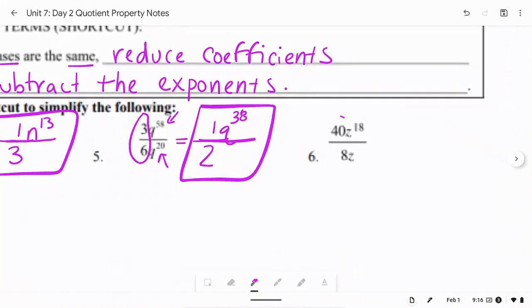Last example, we're going to reduce 40 over 8, and that reduces to 5. And then subtract the exponents. So 18 minus 1 is z to the 17th power. Okay, let's try some more examples on the back page. Some of these are easy and some of them are a little bit more challenging.